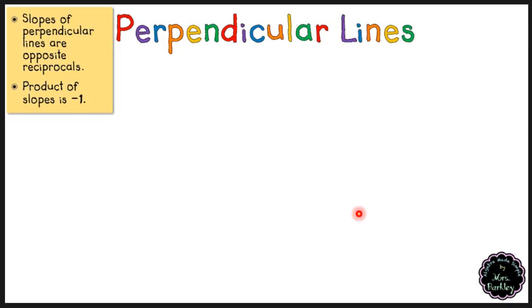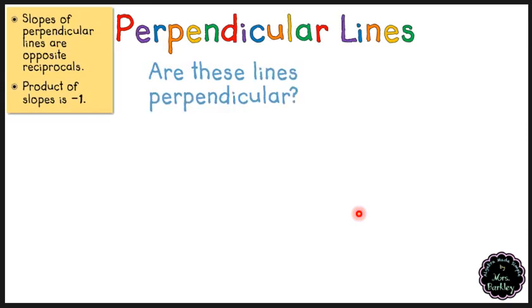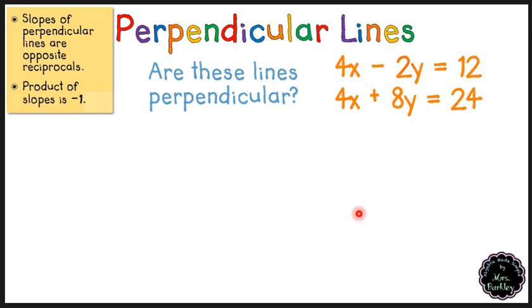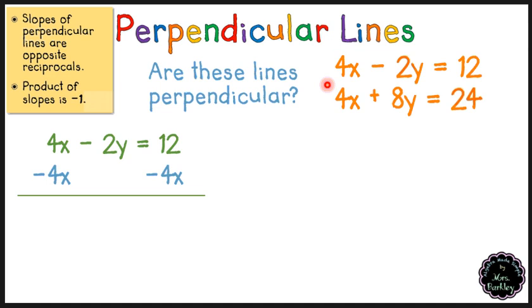So let's look at another pair of lines and determine if these lines are perpendicular. We have the equations 4x minus 2y equals 12 and 4x plus 8y equals 24. Neither of these equations are in slope-intercept form, so we are going to convert them to slope-intercept form before we can determine the slope. For the equation 4x minus 2y equals 12, we want our equation to be y equals mx plus b, so we would subtract 4x from both sides. And then our equation would be negative 2y equals negative 4x plus 12.